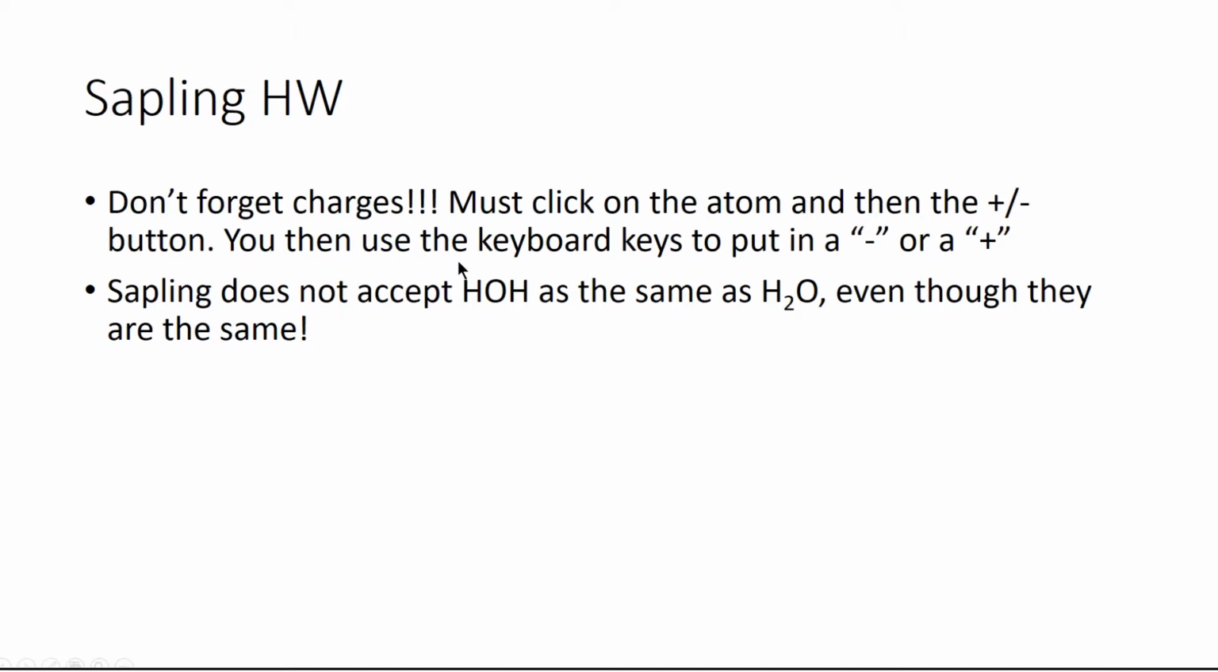In order to do that, you must click on the atom that has the charge, and then click the plus minus button that's in Sapling, and then you use your keyboard keys to either put in a negative sign if it's a negative and a positive sign if it's positive. So that's on that specific atom that has the charge.